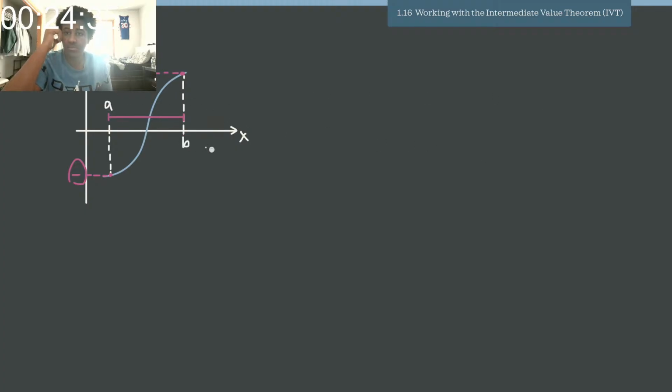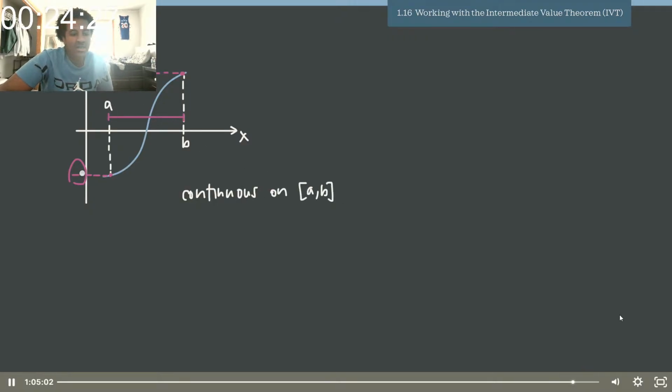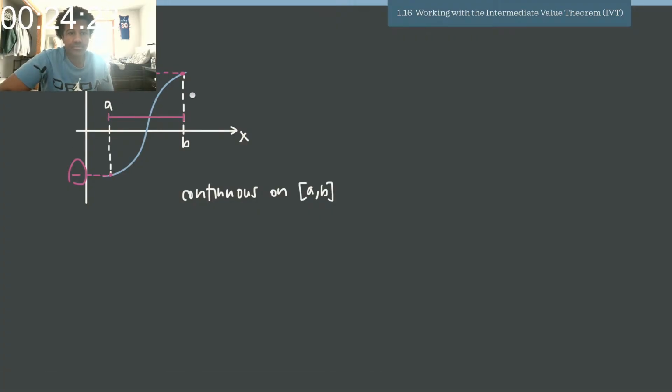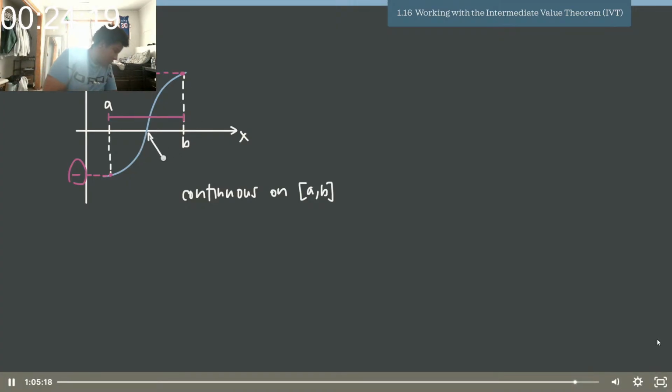So if we say this is a and this is b, the function has to be continuous on the entire interval a, b. But assuming that fact, assuming continuity everywhere in the interval a to b, then if we can show a negative value at one edge of the interval and a positive value at the other, and it doesn't matter if it's negative at the left edge and positive at the right, or negative at the right and positive at the left, either way, if we have opposite signs, the intermediate value theorem is showing us that the graph crosses the x-axis at this point.